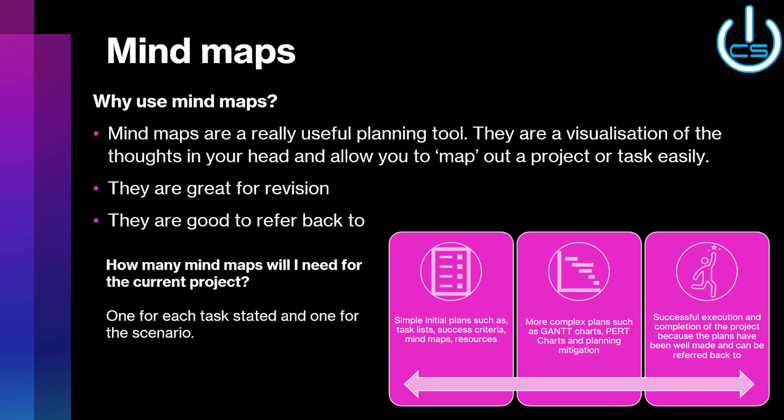In terms of this coursework, the mind maps fall into an initial plan section of the coursework where we begin to think about it with other things such as task lists, success criteria, resource lists, etc. These move into more complex planning tools such as Gantt charts, PERT charts, and planning some sort of mitigation. And in the end, the hopeful outcome is that all the plans lead to a successful execution and completion of the project.